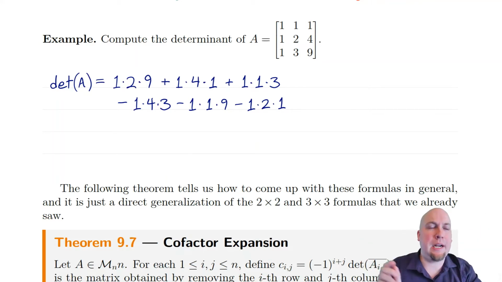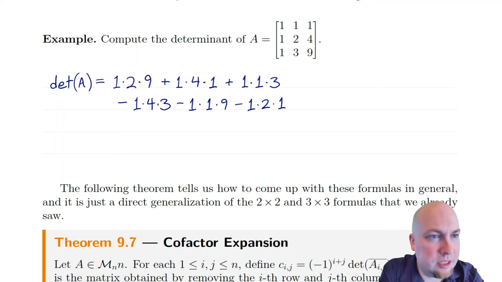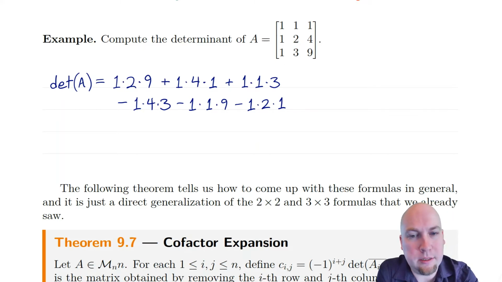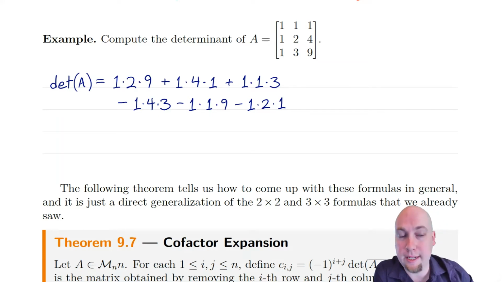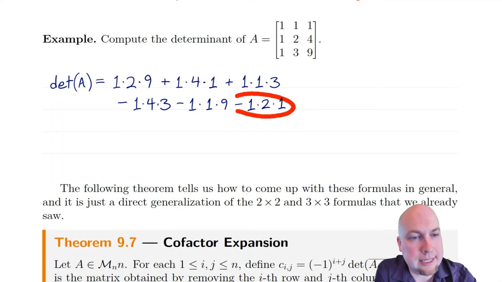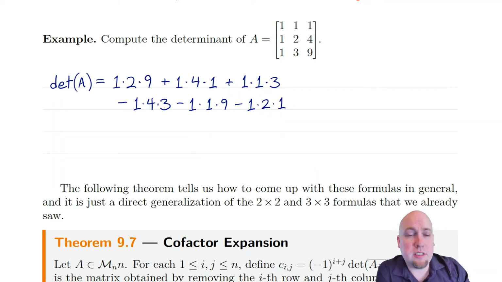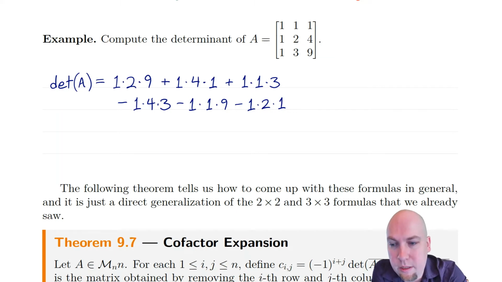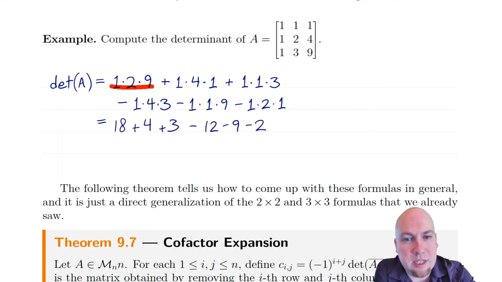And now I've got 3 backward diagonals again. So start at each of the top 3 entries. So 1, 4, 3. Remember, they loop around, and you're subtracting these backward diagonals. And then 1, 1 loops around to 9. So 1 times 9. Again, subtracted, it's a backward diagonal. And then 1 times 2 times 1, again, subtracted, it's a backward diagonal. And then from here, it's all just arithmetic, right? Multiply those together and then add and subtract. 1 times 2 times 9 is 18. This is 4, this is 3, this is minus 12, minus 9, minus 2.